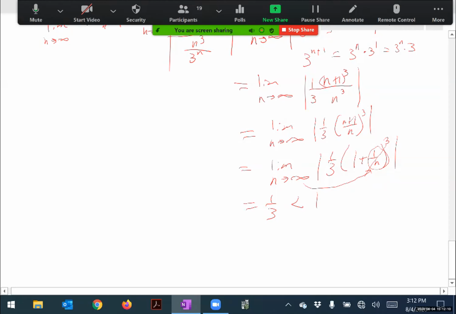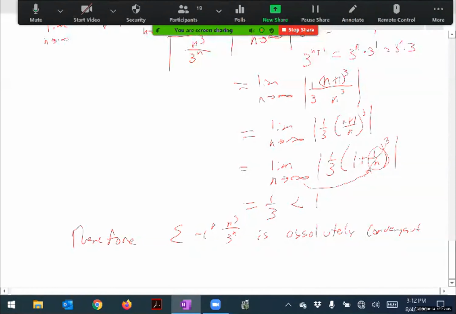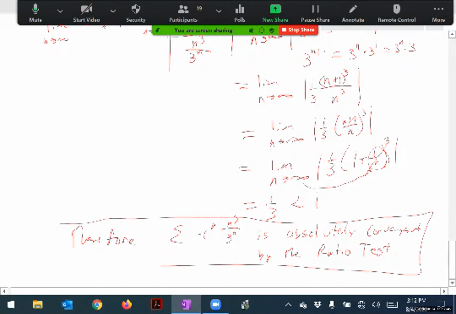Therefore, since it's less than 1, I have proven that the summation of (negative 1) to the n of n cubed over 3 to the nth power is absolutely convergent by the ratio test. So that thing is absolutely convergent by the ratio test. Nice.